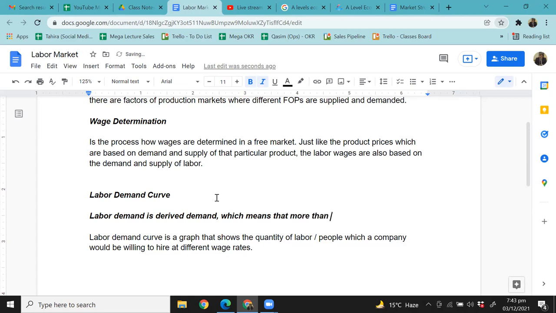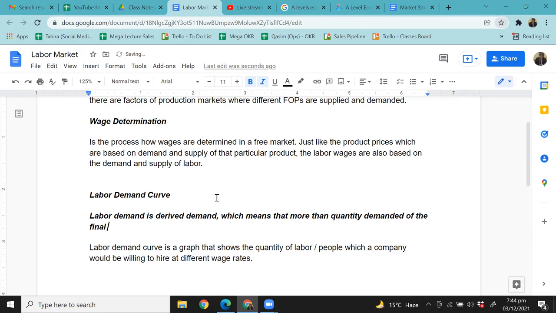the higher the quantity demanded of the final product that labor produces, the higher would be the demand for labor. Okay, let me explain what that means.